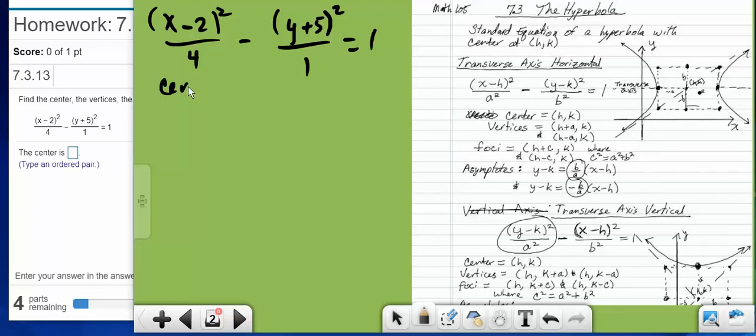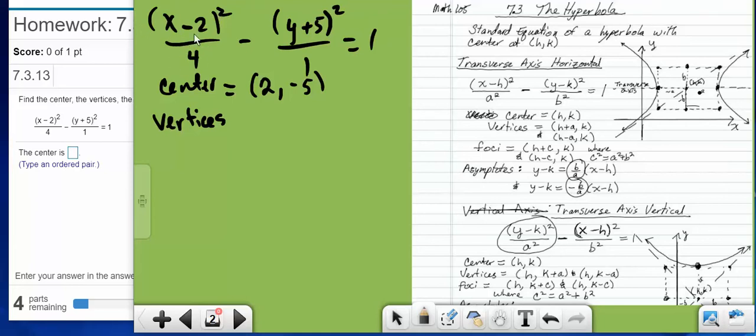So just like if it was an ellipse or any other conic section. So the center x is, and again, x is with x, so change that sign. So that'd be 2. Y is with y, so that'd be -5. Okay, and then for the vertices, it's not like an ellipse where it's the bigger denominator, it's the positive variable term, or the first variable term.